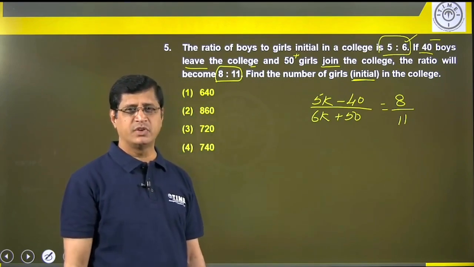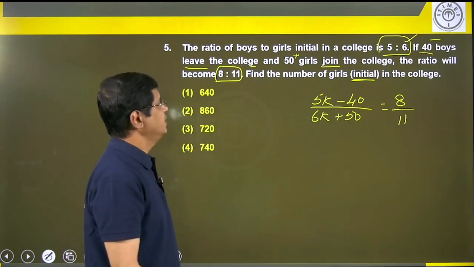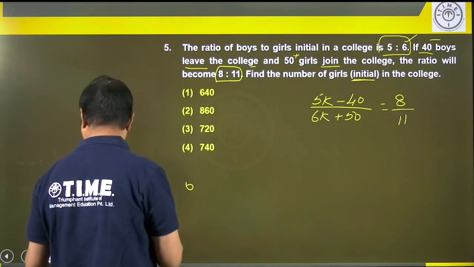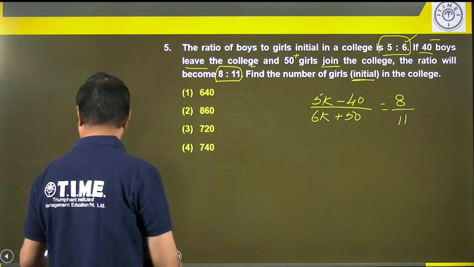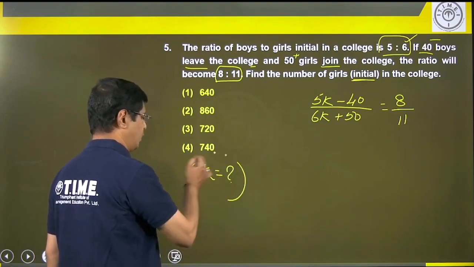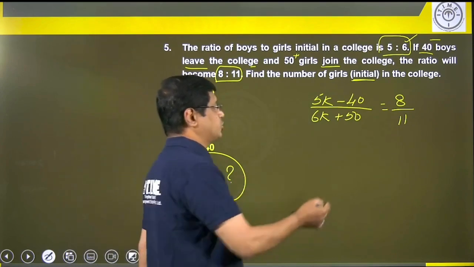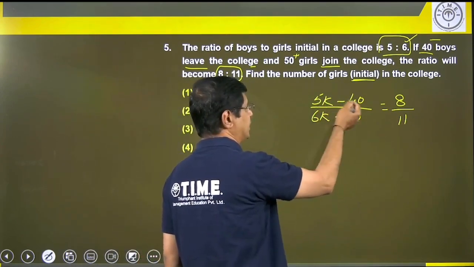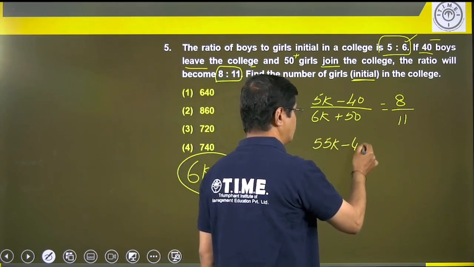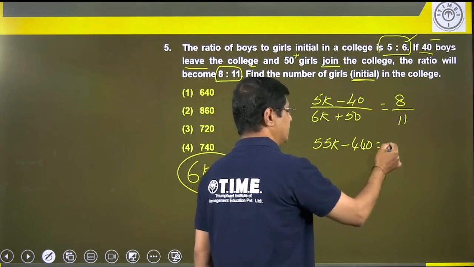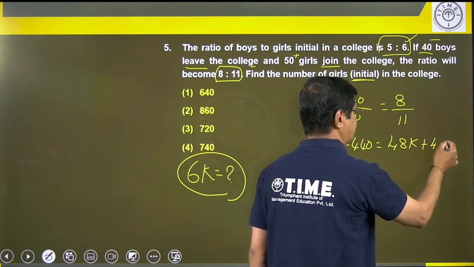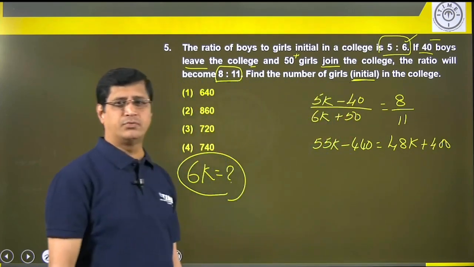By doing cross multiplication, we get the K value. Now what to find? Initial number of girls, which means 6K value is to be found. By doing cross multiplication, 11 times of 5K minus 40. 5 times 11, 55K minus 440 is equal to 8 times K plus 50, that is 8K plus 400. 8 times 50 is 400.